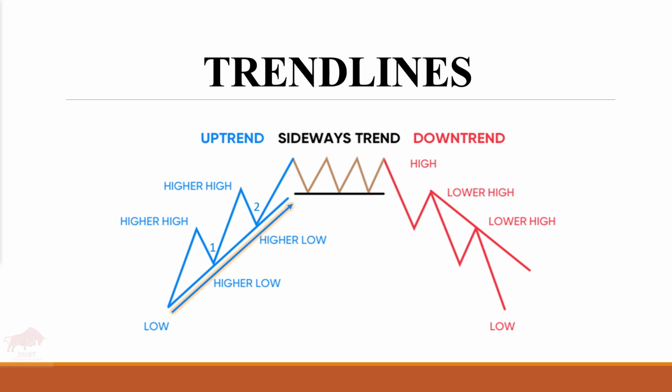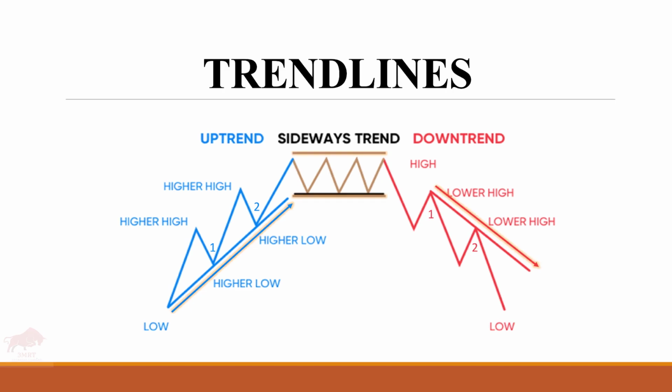An uptrend is formed by connecting higher lows indicating rising prices, while a downtrend is formed by connecting lower highs indicating falling prices. Secondly, trend lines provide valuable insights into potential areas of support and resistance within the trend. In an uptrend, the trend line acts as a support level, while in a downtrend, it serves as a resistance level.